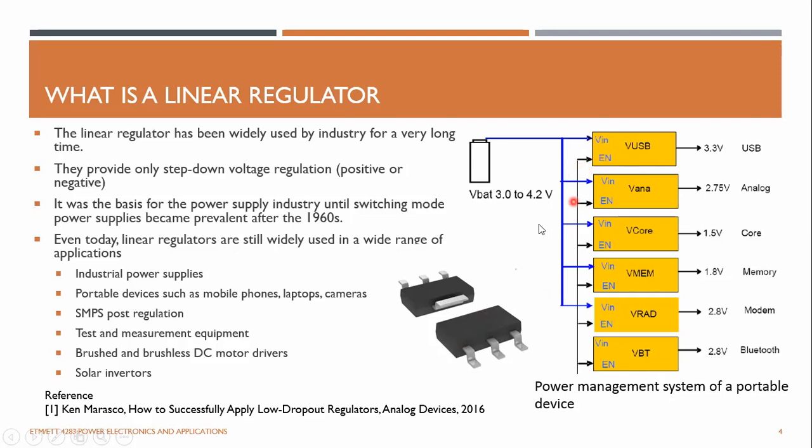But the problem is they have some disadvantages, like low efficiency. If the power efficiency is not ideal, and your input and output voltage difference is very close to each other, by using an LDO regulator you can estimate the power management system using linear regulators.